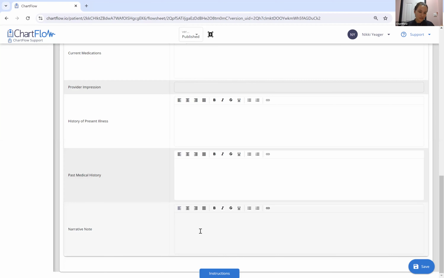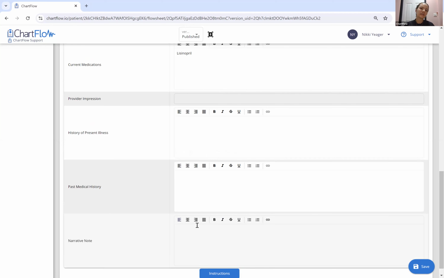The narrative note you see here is usually done at the end of a run, where it's going to be a summary of everything that happened. If there was anything that was refused by the person, any notes, any extra information would all go in here.